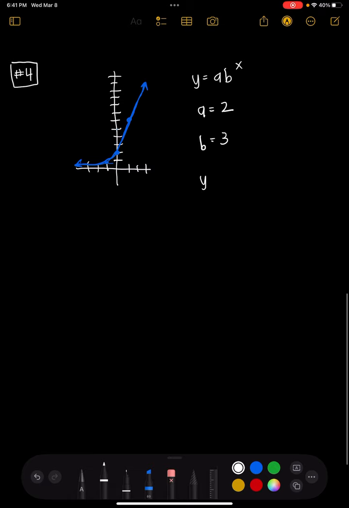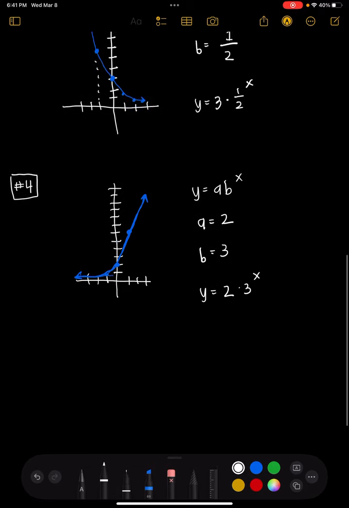So my final answer is y is equal to, let's try that again, y is equal to what a is, which is 2, times 3 to the power of x. And that is how we deal with exponential graphs.